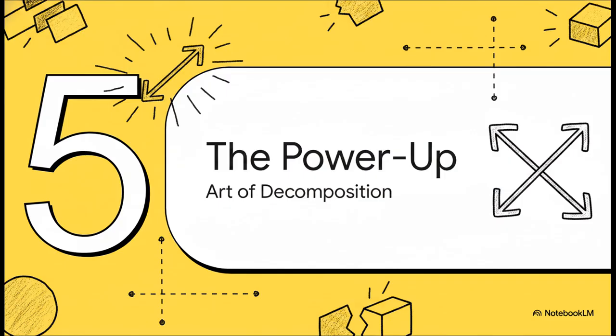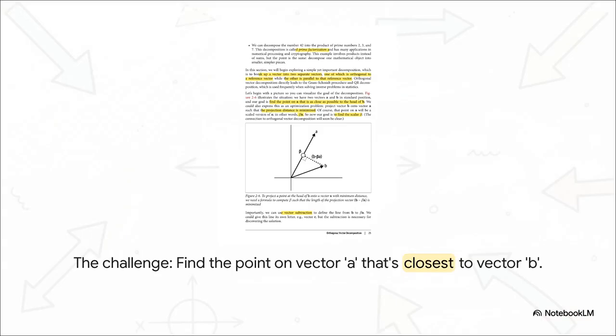All right, let's power up. We're going to combine everything we just learned, scaling, adding, and this new idea of orthogonality, and put it all together into one of the most useful techniques in all of linear algebra, vector decomposition. So check this out. This image poses a really interesting question. We've got two vectors, A and B. How would you find the exact point on the line of vector A that is closest to the tip of vector B? This is the whole problem of what we call vector projection.